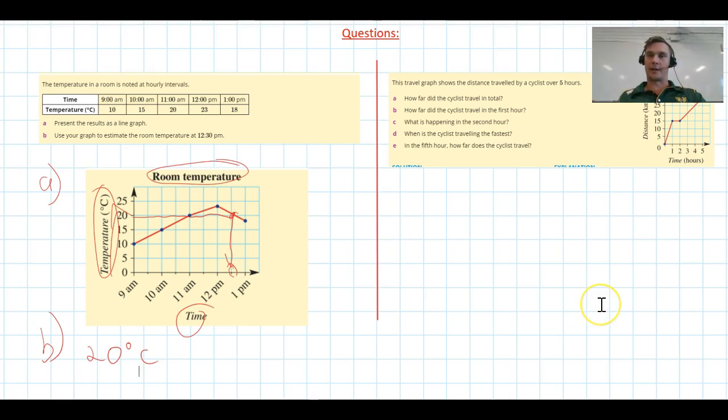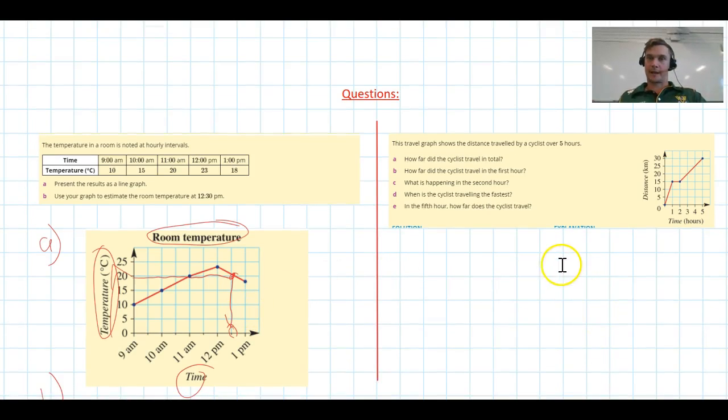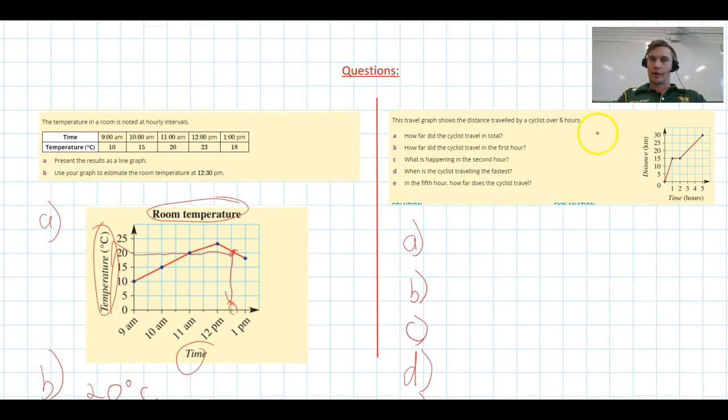Now let's move on to how we can actually interpret a line graph. On the right, I have a travel graph which shows the distance travelled by a cyclist over 5 hours. I've got my continuous time along here, and the distance travelled in total going up the left. Question A is, how far did the cyclist travel in total? He's gone for 5 hours, and here is his highest point, which we know is 30 kilometres. Question B, how far did the cyclist travel in the first hour? I just need to look at this first hour point. From 0 to 1, he travelled a total of 15 kilometres.